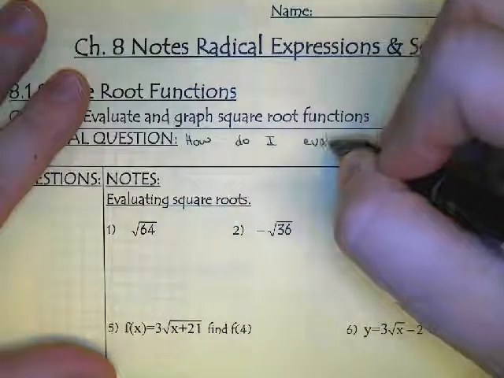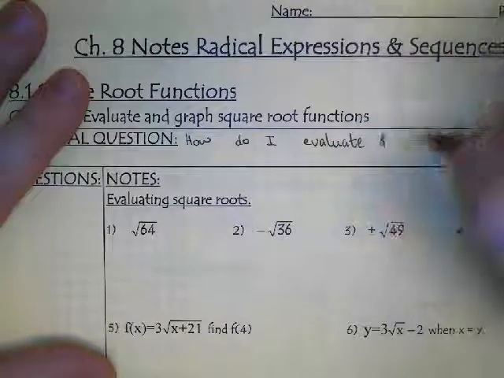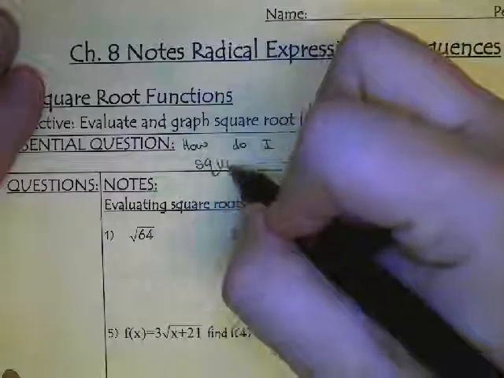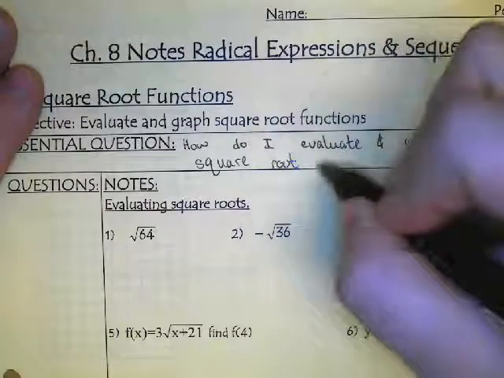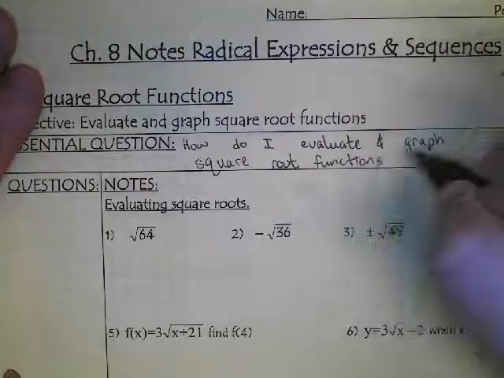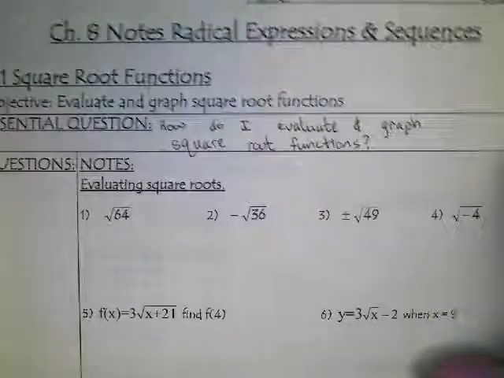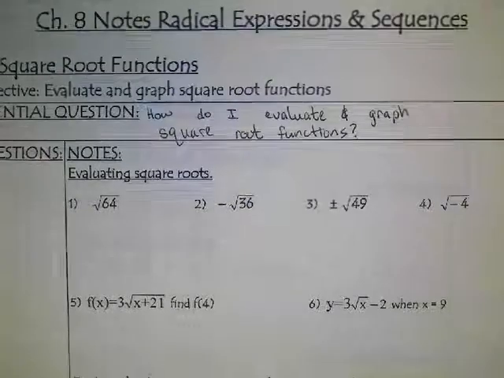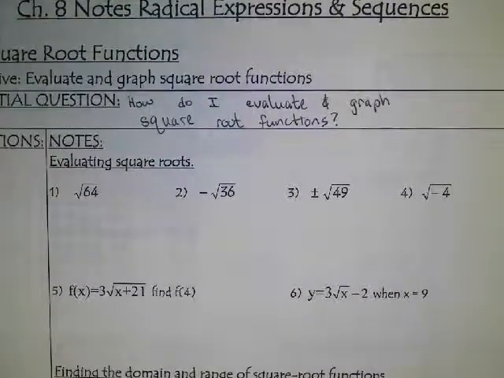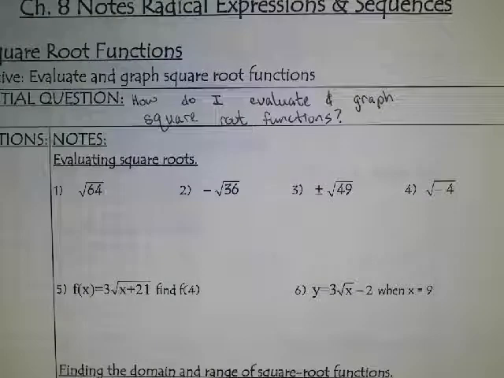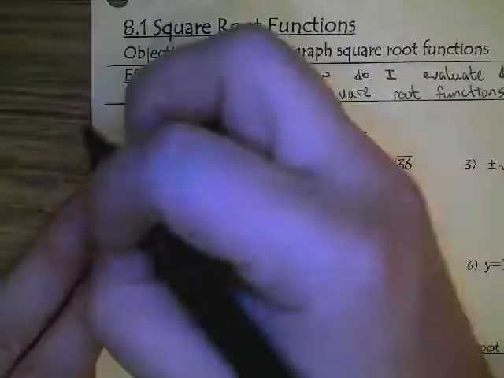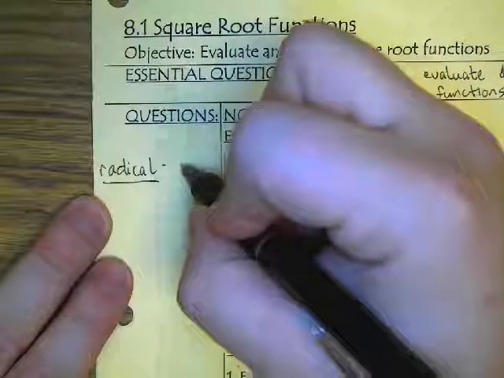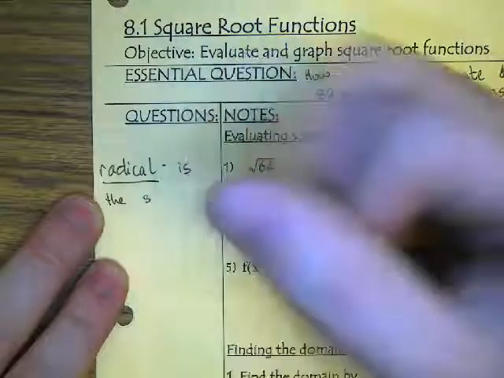How do I evaluate and graph square root functions? Before we begin, we're going to need some definitions. The first definition we'll use is radical. Radical is the root symbol.